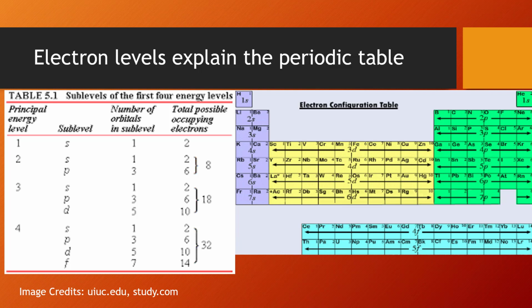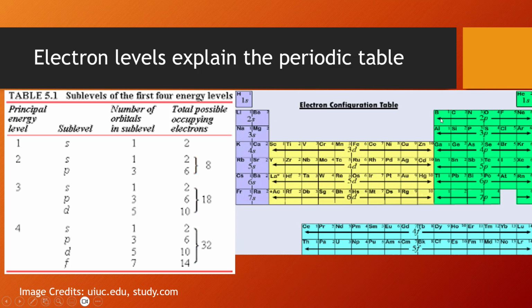For energy level 1, you have sublevel s, and there's 1 orbital in that level, meaning total possible occupying electrons are 2. So hydrogen has 1 in its s orbital, and helium has 2 in its s orbital. So you have a total of 2 electrons filling the s orbital. Now for energy level 2, after filling energy level 1, lithium will go on and put 1 electron in its s orbital. Beryllium has 2 electrons, so it'll put 2 electrons in its s orbital.